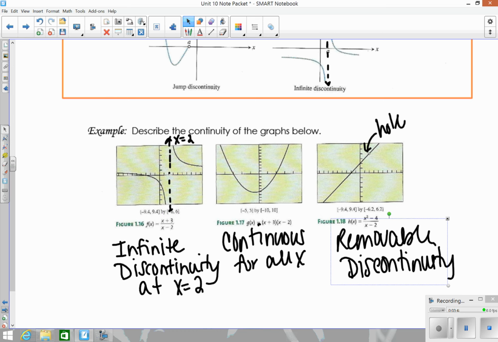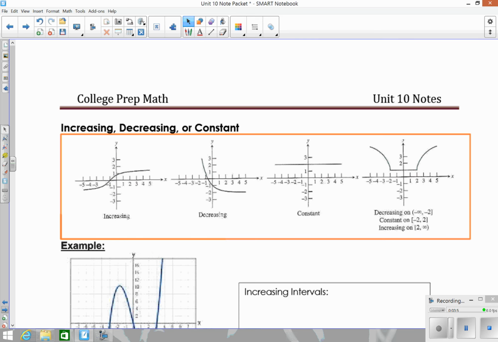So that's continuity. The next thing we're going to look at is increasing, decreasing, or constant. So where the function's increasing, decreasing, or constant. So increasing means the function's going up. So if you look, it's going up. Decreasing, the y values are going down as x gets bigger. Constant means the y values are staying exactly the same. And then you can have a mix. So like this graph here, it's decreasing because it's going down, then it stays constant, and then it starts to increase.